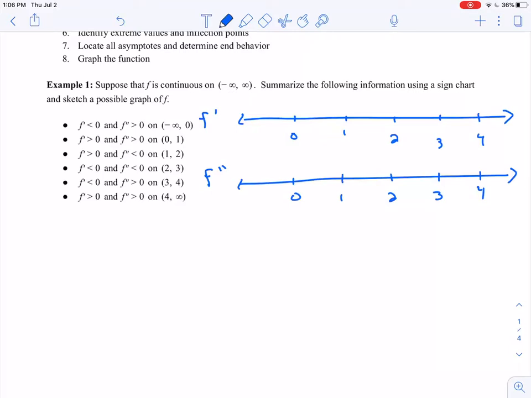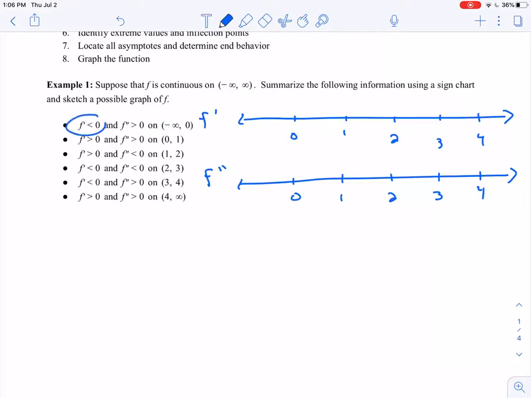I think it'll help us graph a possible version of f. It'll come in very handy. So let's start right here. I'm actually going to look at the intervals first. So I know I'm on the interval negative infinity to 0. So I'm talking about this leftmost interval here.